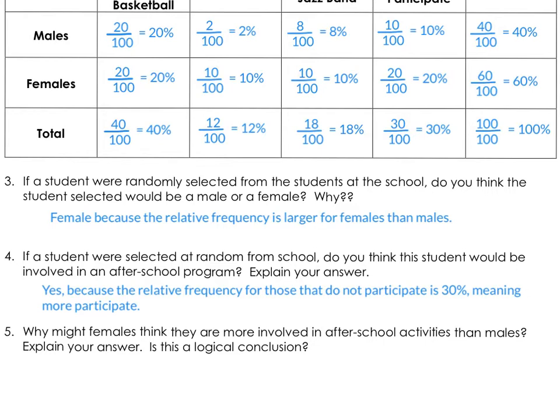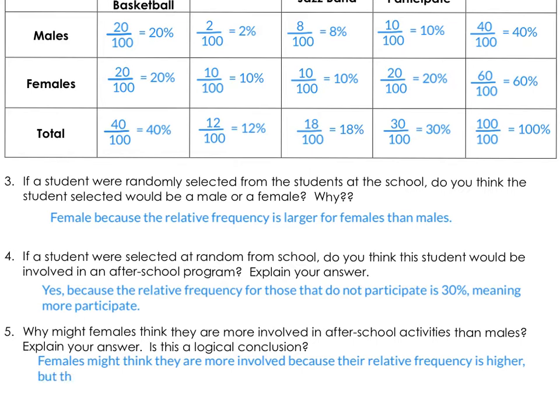The next question says, why might females think they are more involved in after-school activities than the males? Explain your answer, and is this a logical conclusion? Well, I think that if we look at the numbers for females, the 20% and 10% and 10% and 20%, and 60% altogether, those are all higher or the same as the males, which are at 20%, 2%, 8%, 10%, and 40%. So they might think that they are more involved.